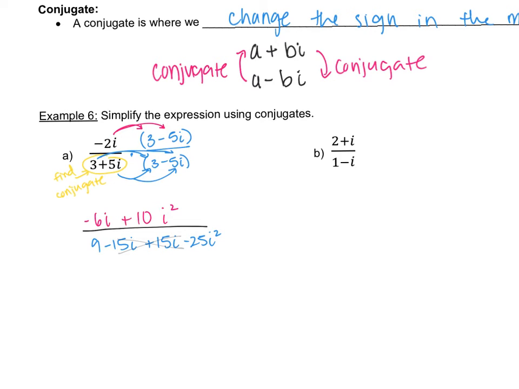The top term here has an i squared, so I can change that to a negative 1, and so does the bottom. I want us to notice that there's an i squared here and an i squared there. So we can replace that.